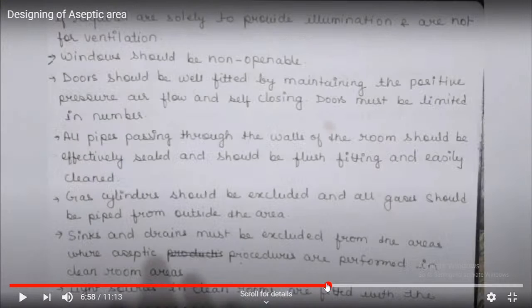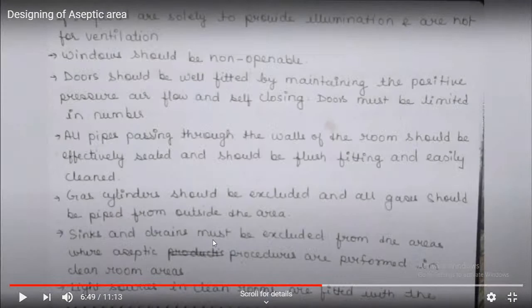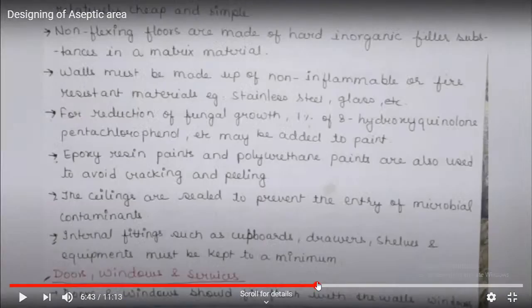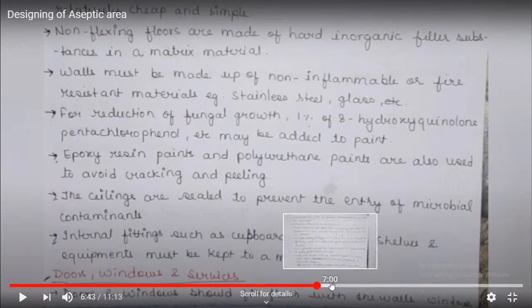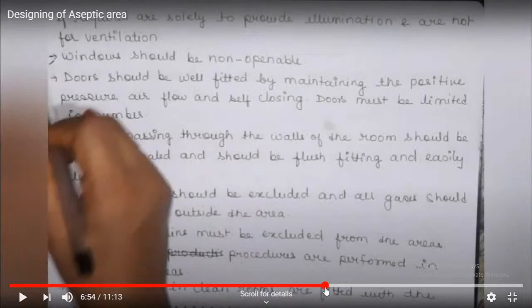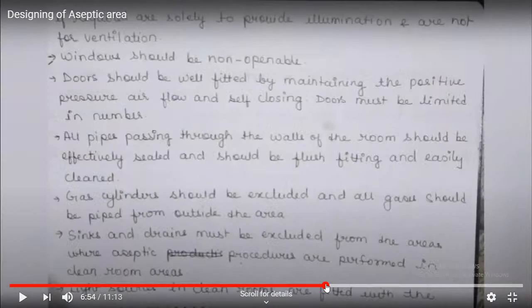Next one, doors and windows. Doors and windows should be attached flush to the walls. Windows are only to provide illumination and not for ventilation, so windows should be non-openable. Doors should be well fitted, maintaining the positive pressure, and should be self-closing. Doors must be limited in number.